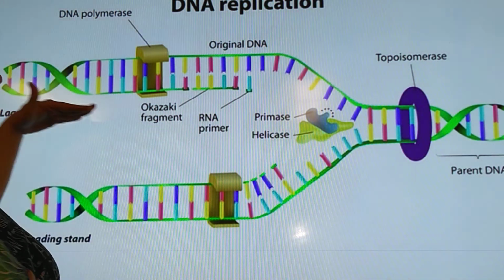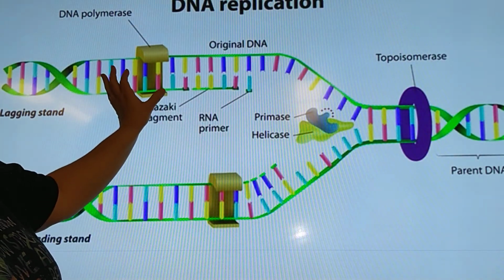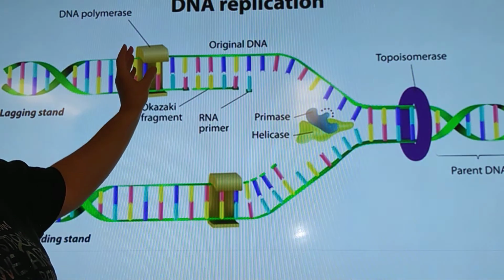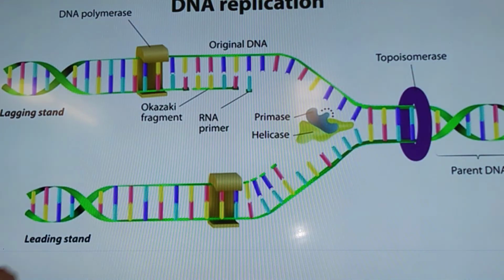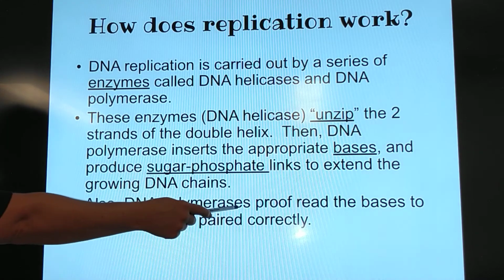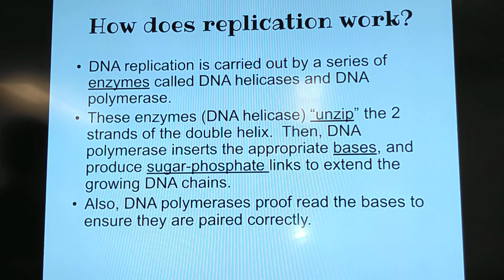Okay, so the DNA helicase comes in and unzips, and then DNA polymerase comes in and it's going to match up those complementary base pairs. It's going to match the T's to the A's and the G's to the C's. Polymerase proofreads. Polymerase is going to proofread and make sure those bases are put down in the correct order to match that DNA template of the original strand.